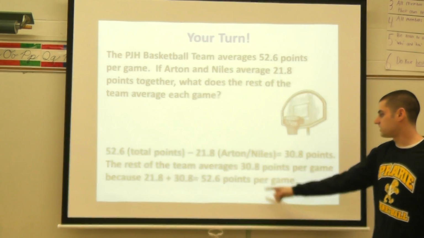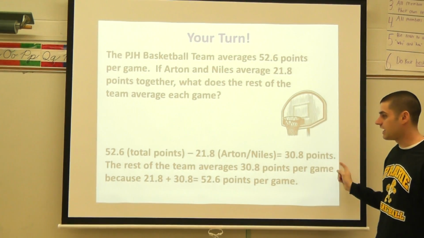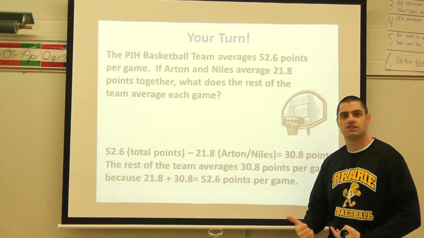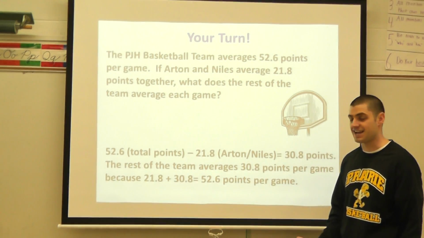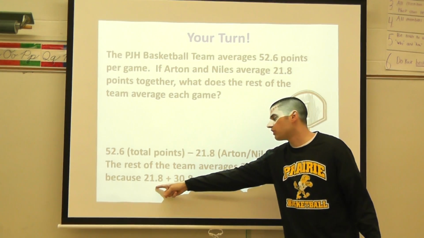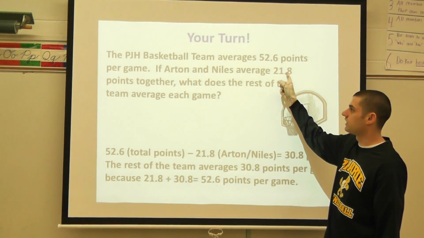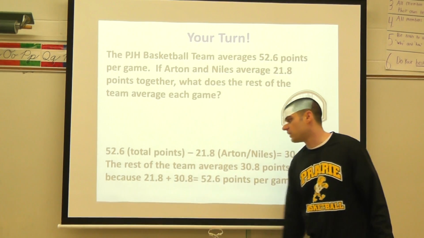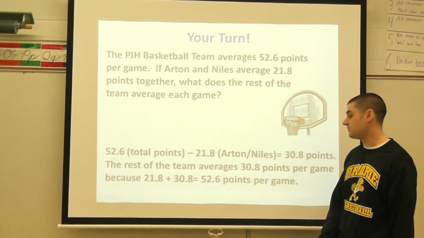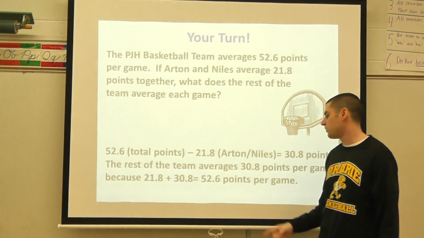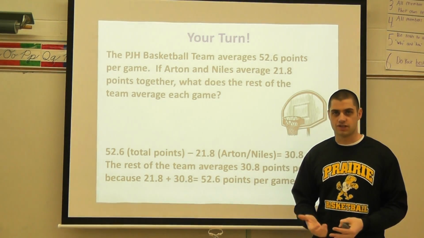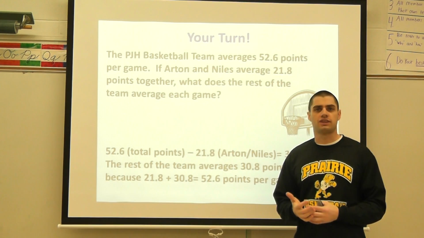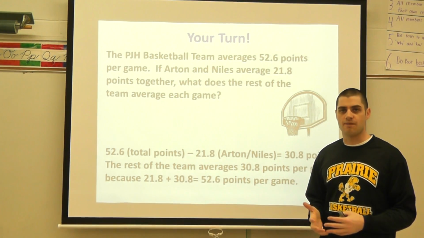The rest of the team averages 30.8 points per game because, again, here's that justification. This is why I know that I'm correct. This is why I know my answer makes sense. If I add 21.8 points per game, which is Arton and Niles, plus 30.8 points per game, which is the rest of the team, it's going to average the 52.6 points per game that the entire team together averages. So again, make sure you double check the reasonableness of your problems.